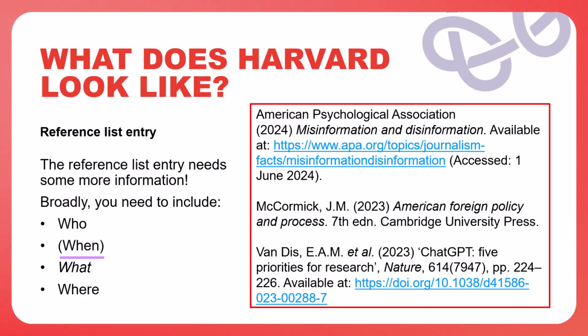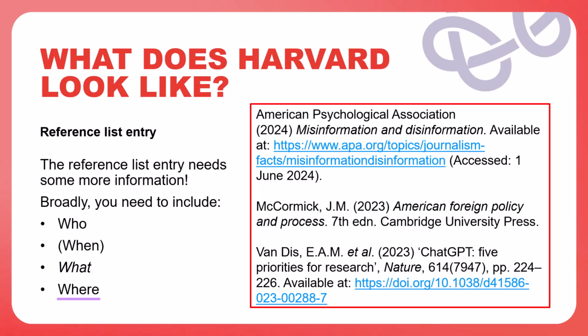Next, they're presenting when, and that's in round brackets, so we can see the year of publication in second position. And then we've got information about what the source is called. The web page at the top is called Misinformation and Disinformation. The book in the second place is American Foreign Policy and Process. And then we've got 2 titles in the third one because that's a journal article. So the article title is ChatGPT, 5 Priorities for Research. And then we've got a journal title there to show which journal it's in, which is Nature.